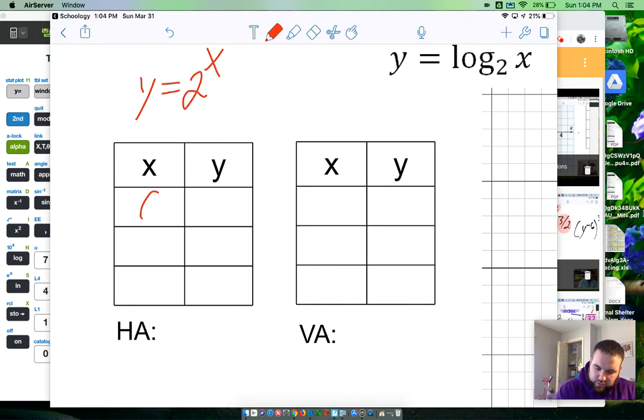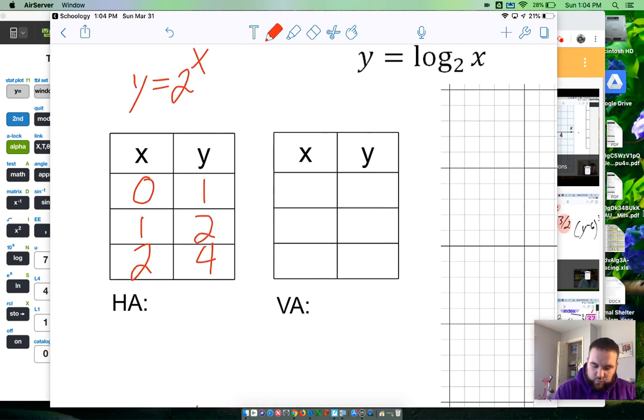So I'm just going to do 0, 1, and 2. If I plug in 2 to the 0 power, that is 1. 2 to the first power is 2, and 2 to the second power is 4. And we are going to write down where the horizontal asymptote is. There hasn't been any vertical translation for that exponential function, no moving it up and down. So that's how I know it's y equals 0.